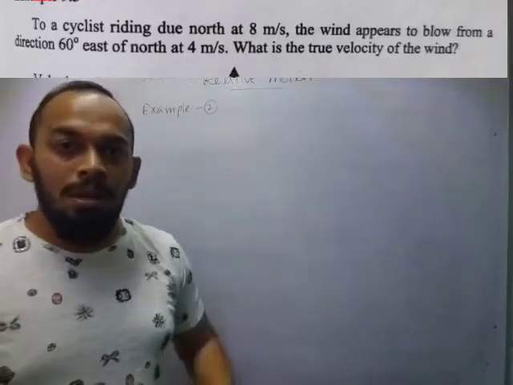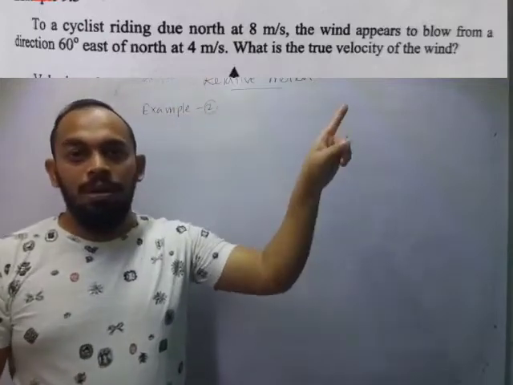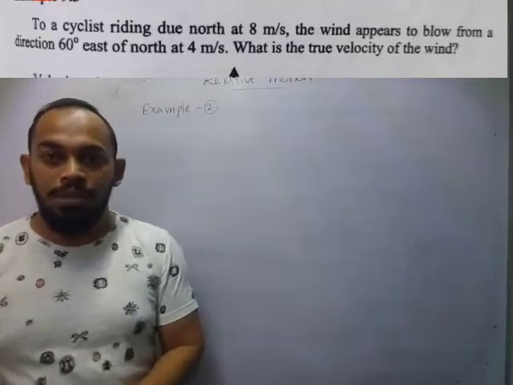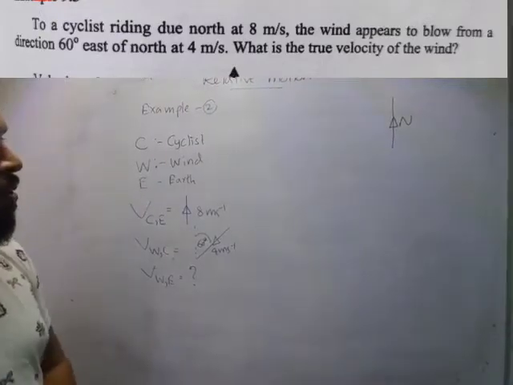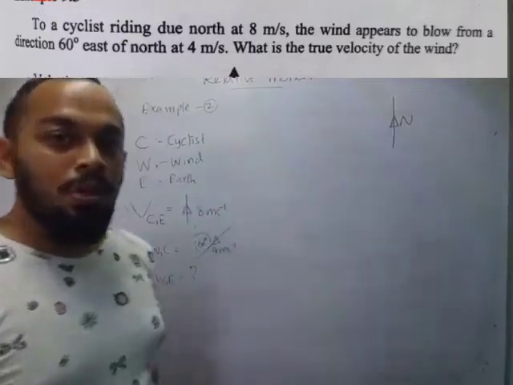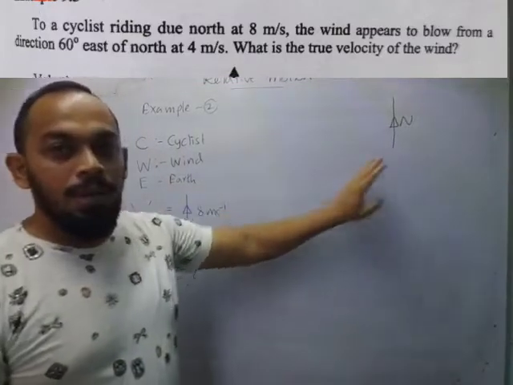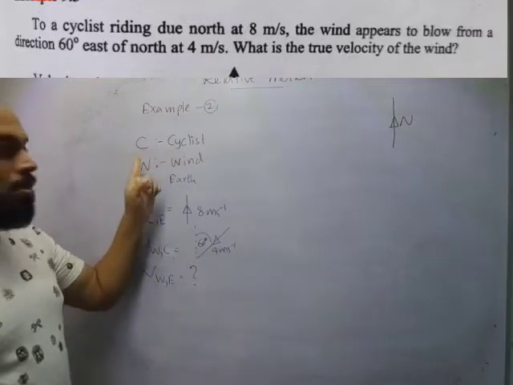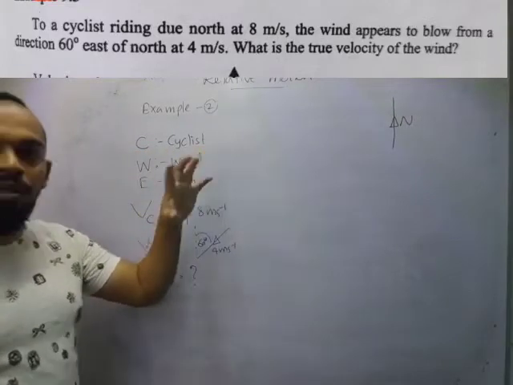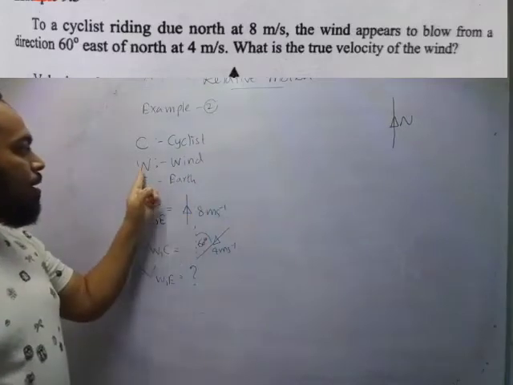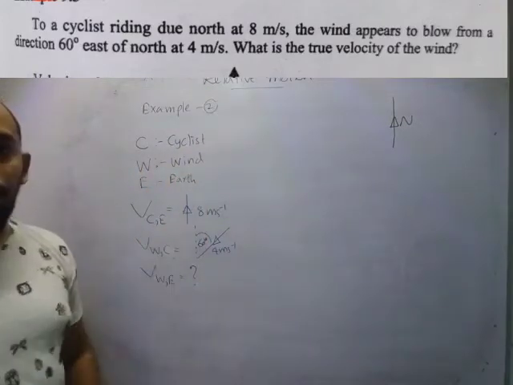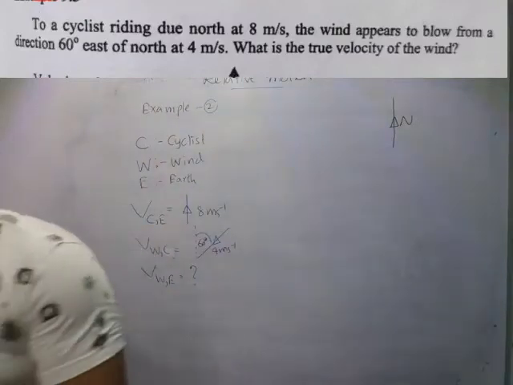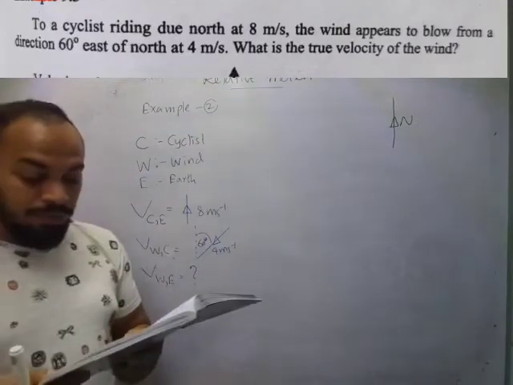First, the problem will appear here now. Go through that and try to write down the data first. Usually we take this direction to be north, so mark it somewhere and represent what north is. I mentioned what these letters represent. C represents the cyclist, so this problem is about a cyclist. W represents wind, and E represents earth. It's easier for us to do these calculations when we represent these letters.